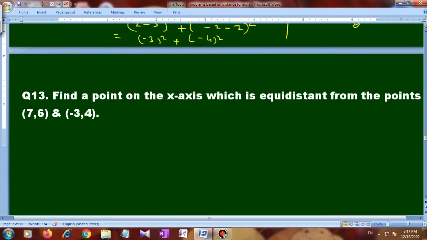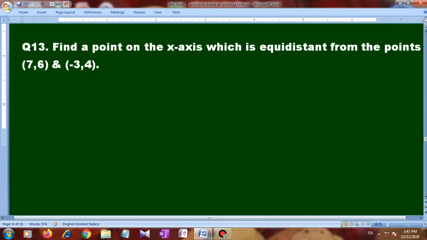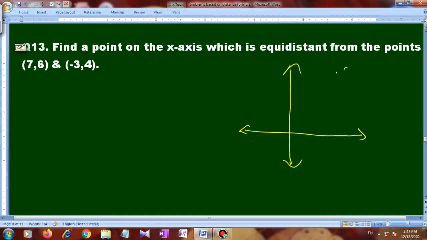Now the next question is: find a point on the x-axis which is equidistant from the points (7, 6) and (minus 3, 4). Clear? So these are two points which are equidistant from a point which is on the x-axis. Suppose the point is P.